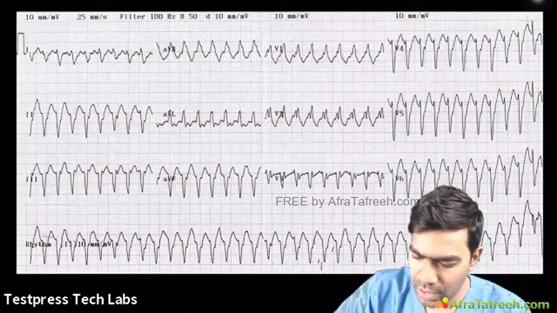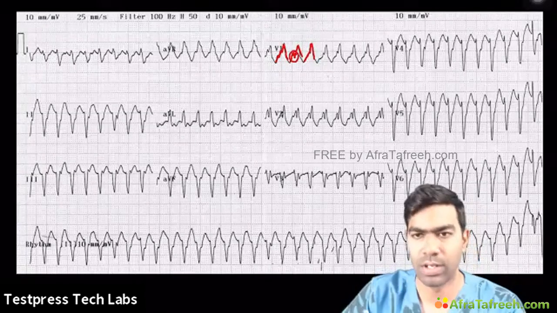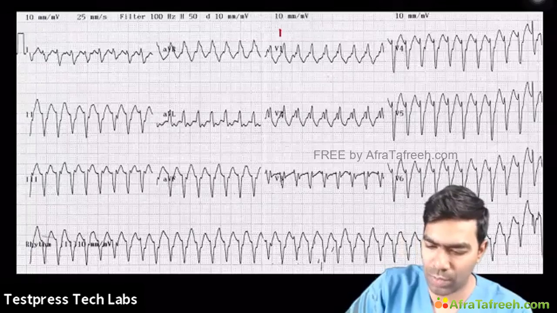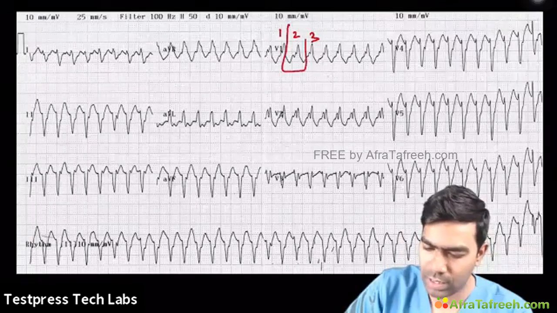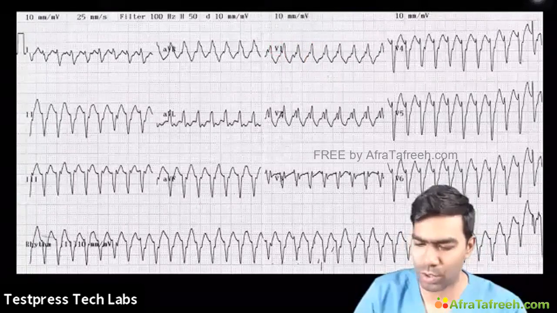So if you see, this is a QRS. This is a QRS. And in this QRS, you can see this pattern. So what is this one? That's actually AV dissociation. For example, if I zoom, you can focus on the second beat from V1. I'm going to zoom now. You just focus on that.